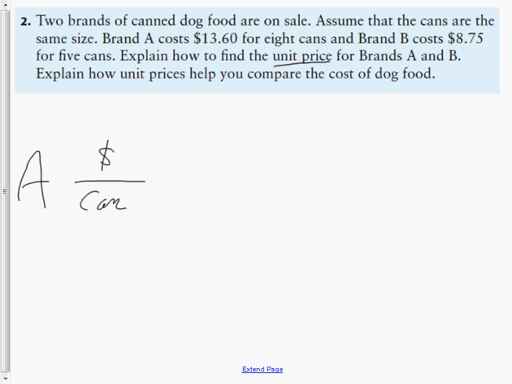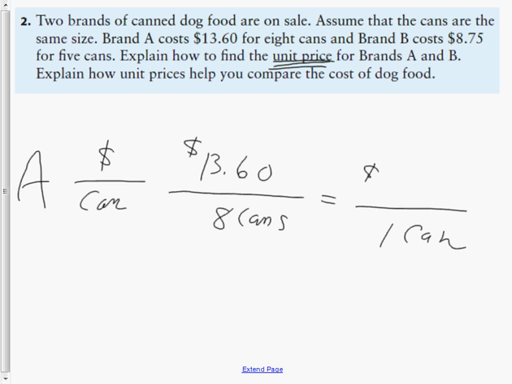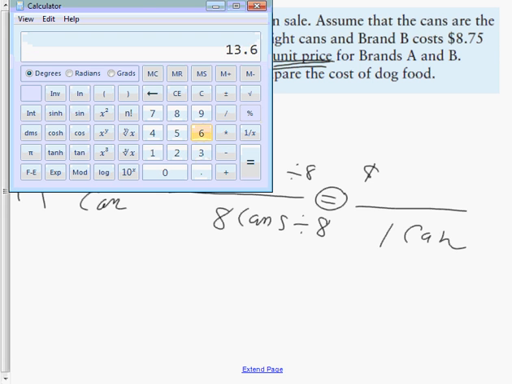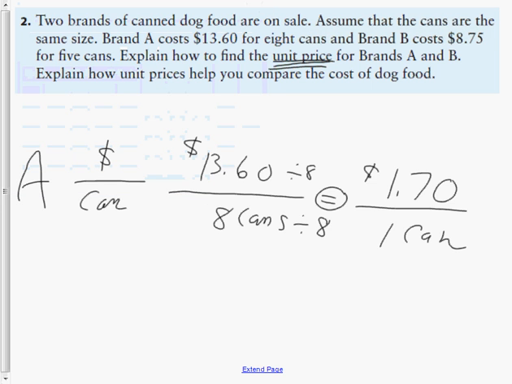So for brand A, we have a cost of $13.60 for 8 cans. And since we want to make a unit price, we want to know the price per 1 can. So we think of this just like we would equivalent fractions. If I divide the second term of my ratio by 8 to get 1 can, in order to maintain equality, I would have to divide the top term, which means $13.60 divided between the 8 cans. The unit price is $1.70 per can. I can rewrite that like this, $1.70 per can.